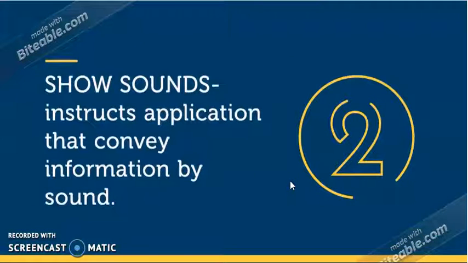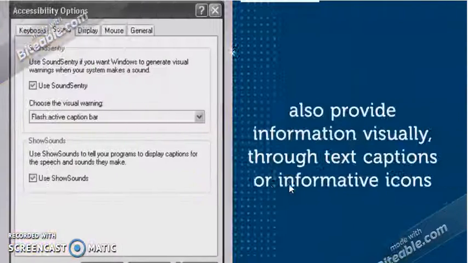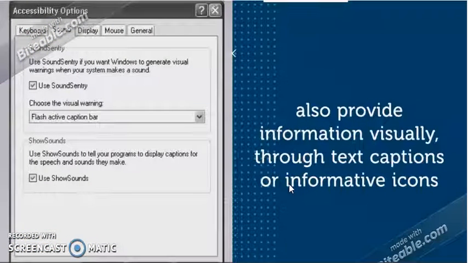To enable the Sound Sentry, use Sound Sentry under the Sound tab. Doing so activates a drop-down list wherefrom you can choose the type of visual warning desired. The next is Show Sounds. Show Sounds instructs the applications that convey information by sound to also provide information visually through text captions or informative icons. To enable Show Sounds, check Use Show Sounds under the Sound tab. Then click Apply and then click OK.